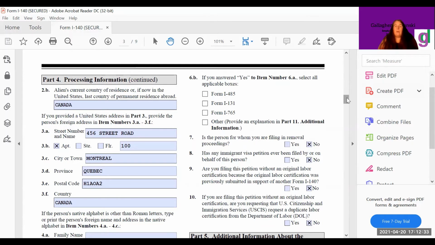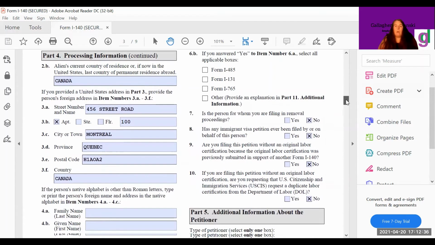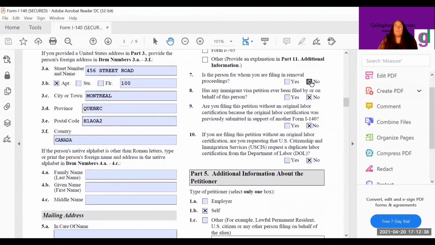Okay, so then most of these should be no. Hopefully you're not in removal proceedings. Have you ever filed an immigrant petition? Now, this is one where people get confused. It's an immigrant petition, so that means a green card. So if this person is on E-2 status, my example person, that's a non-immigrant petition. So I would not check yes. I would still check no. Has any immigrant visa petition ever been filed? That means a green card petition.